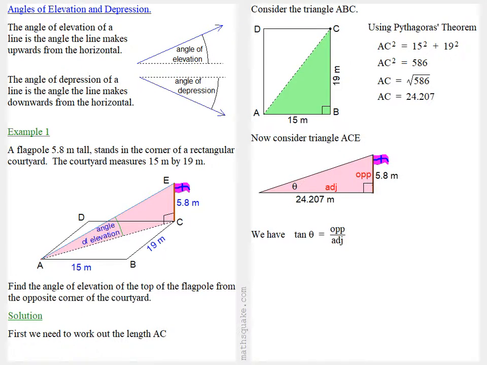Now we have that the tangent of theta is the opposite over the adjacent, so the tangent of theta is 5.8 over 24.207. If we take the inverse tangent of both sides, that gives us theta equals the inverse tangent of 5.8 over 24.207, and working that out on a calculator we get theta is equal to 13.474 degrees. So rounding it off to one decimal place, we get the angle of elevation is 13.5 degrees.